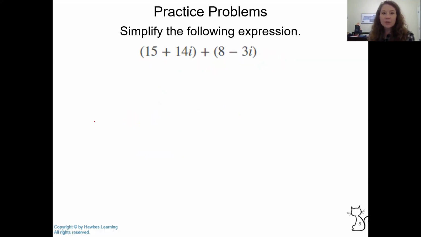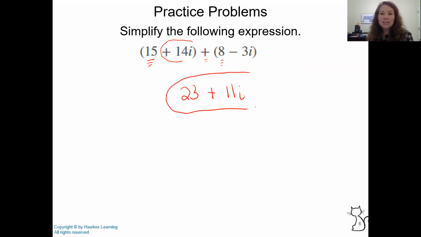All right, once again, we're going to just combine like terms. This is a plus symbol, so we just combine like terms the way we see them. Let's start with our constants. 15 plus 8 is 23. And then positive 14i minus 3i is positive 11i. We don't have any i squared, so there's nothing else we can do with this. This is our final answer.